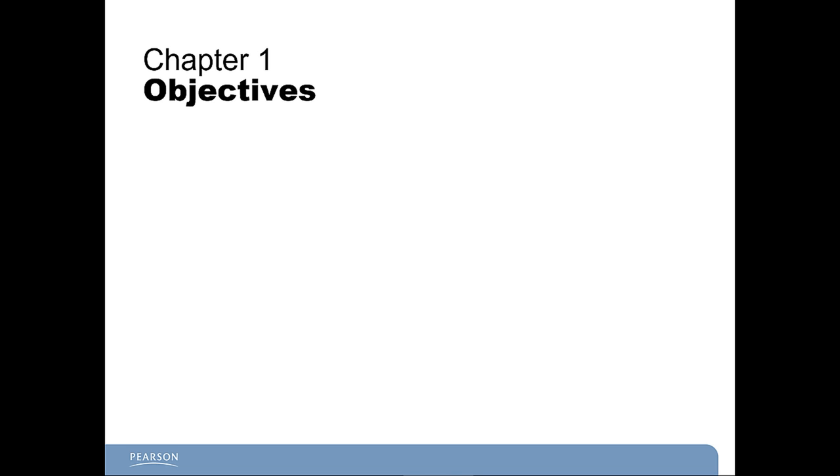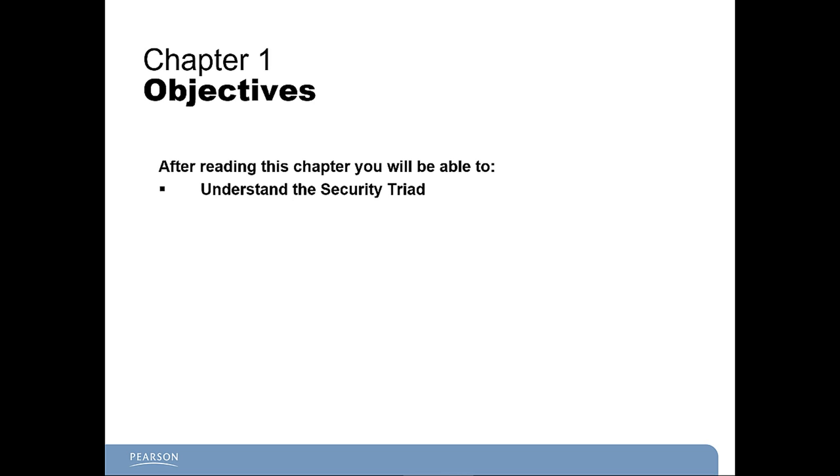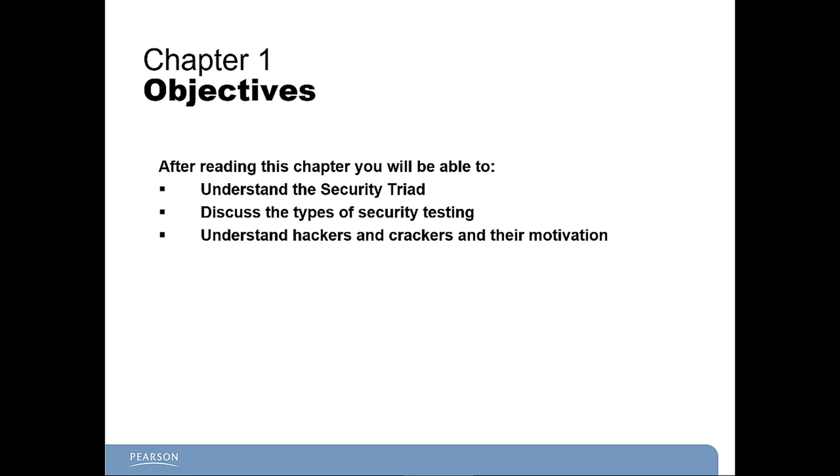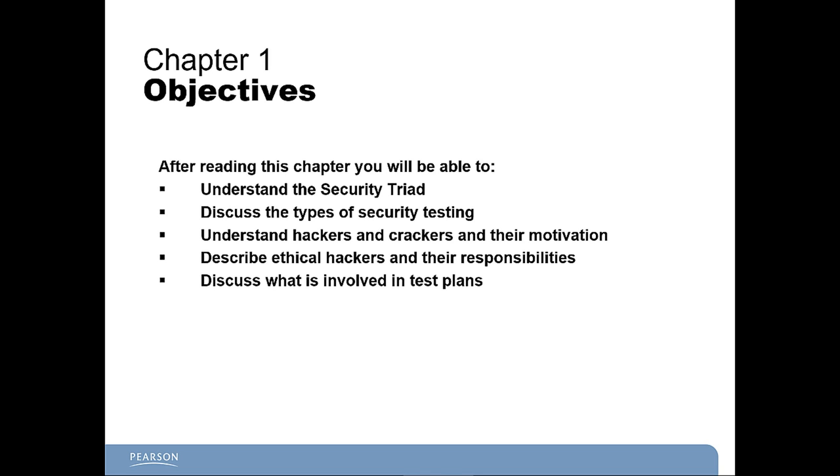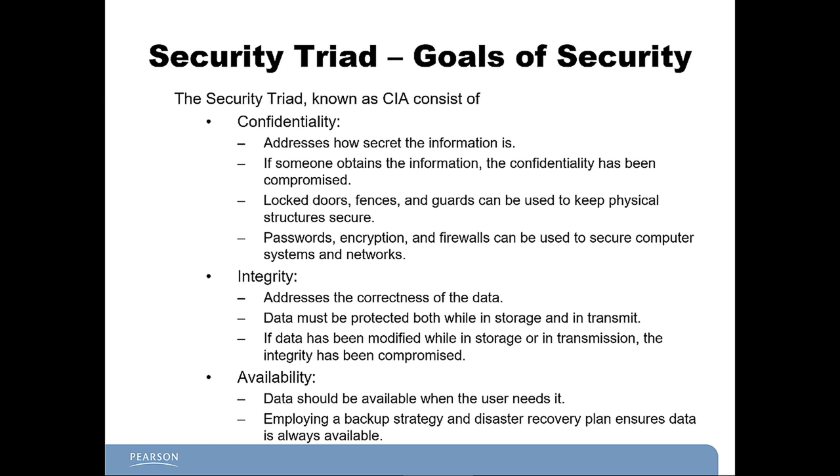Some of our objectives after we go through this chapter: we're looking at the security triad, discussing the types of security testing, understanding hacking and cracking motivations, describing the ethical hacker's responsibilities, what's involved in test planning, and discussing ethics and the legality of our ethical hacking. So, what is the security triad?